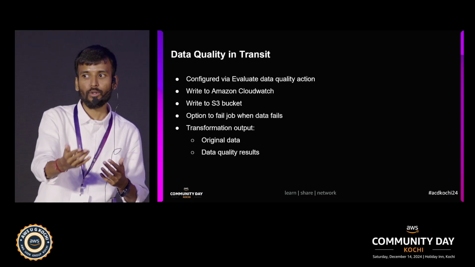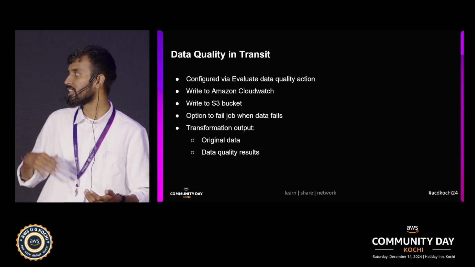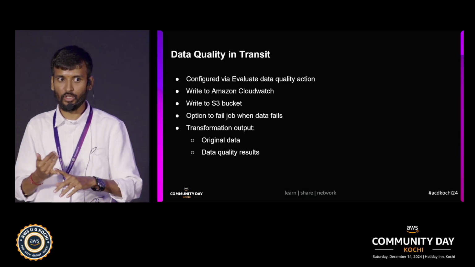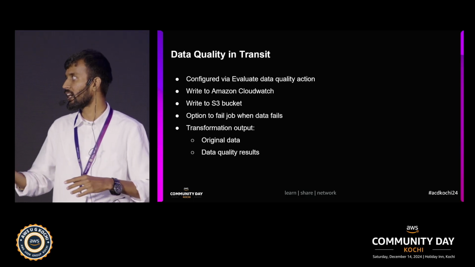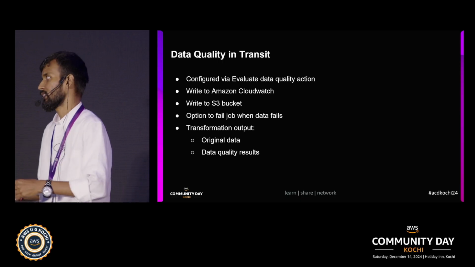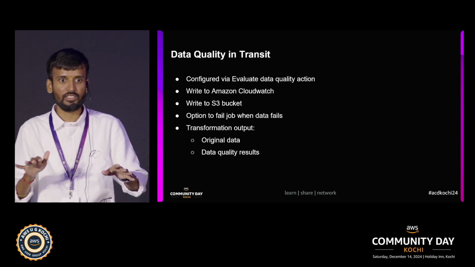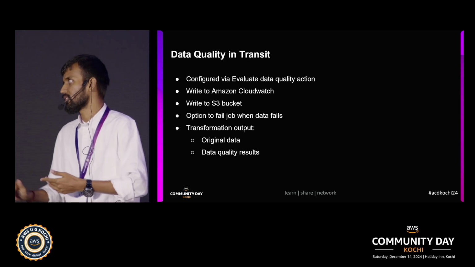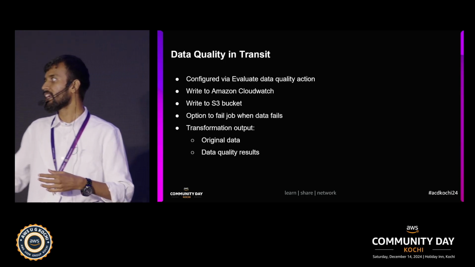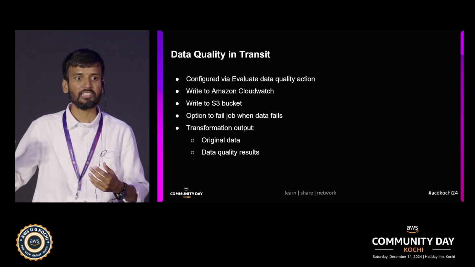Let's say the data quality is not matched, we can fail the job or we can succeed the job. Maybe we shouldn't be loading the data, and failing the job is one of the options. Or we can load the data and notify the user about it, or we don't want to do anything, let it just load, that's it. So these are the options provided by data quality in transit, and we can store the original data and also the data quality results to our destination.